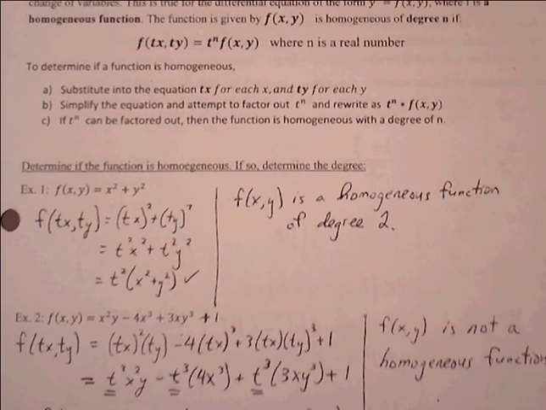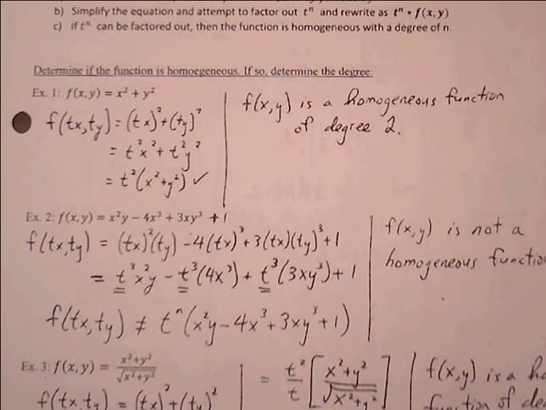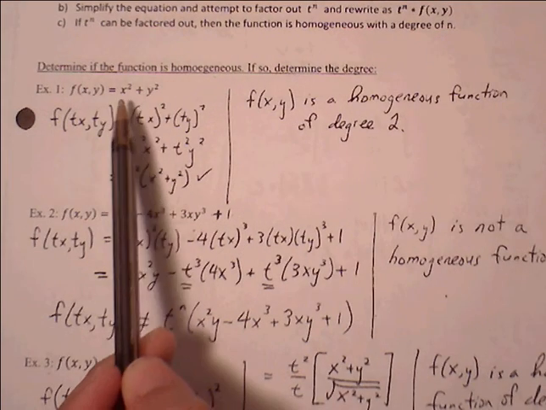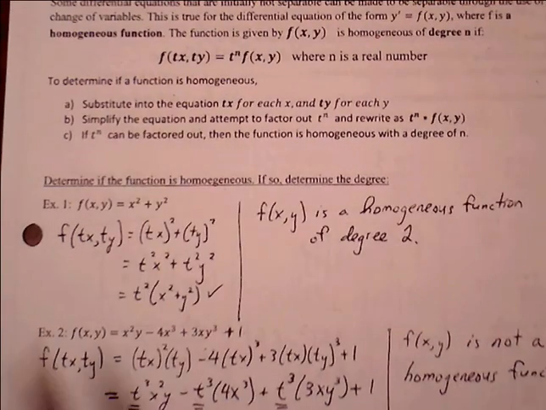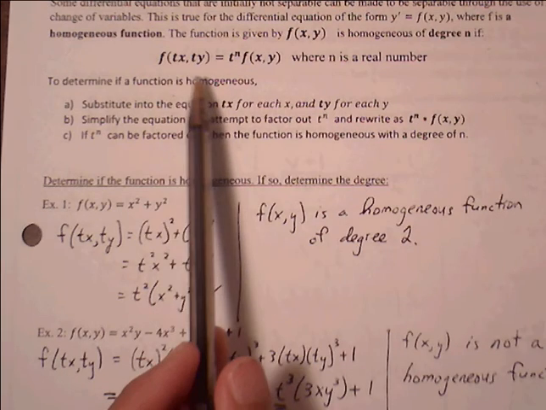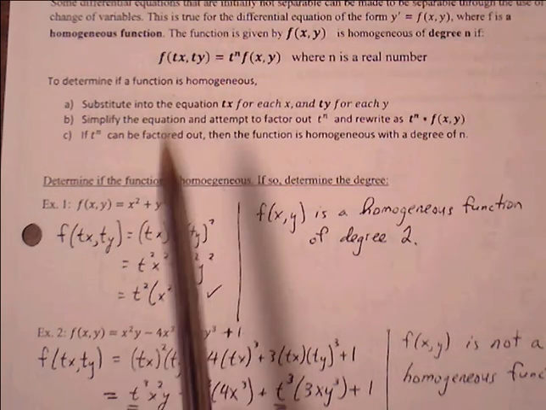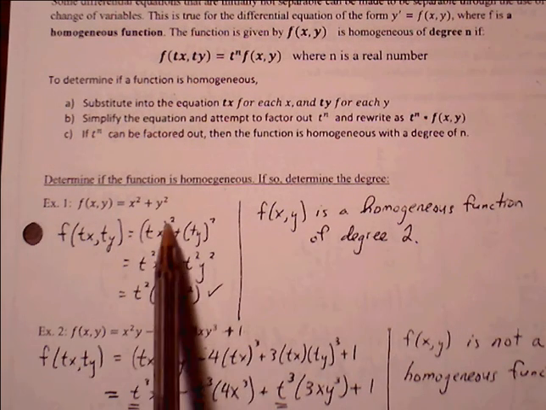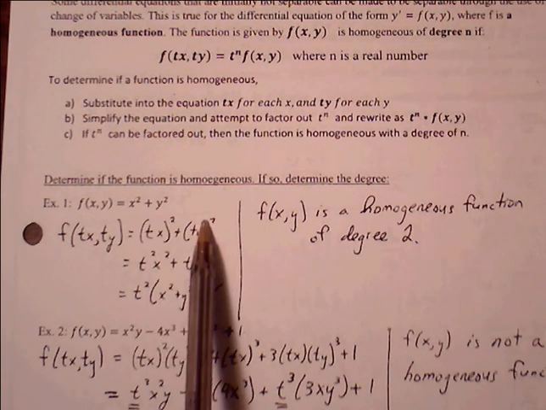So example 1, determine if the function is homogeneous. If so, determine the degree. So we have f of xy being x squared plus y squared. First step, we're going to replace every x and y we see with tx and ty. So the x squared gets replaced with (tx) quantity squared, y squared gets replaced with (ty) quantity squared.